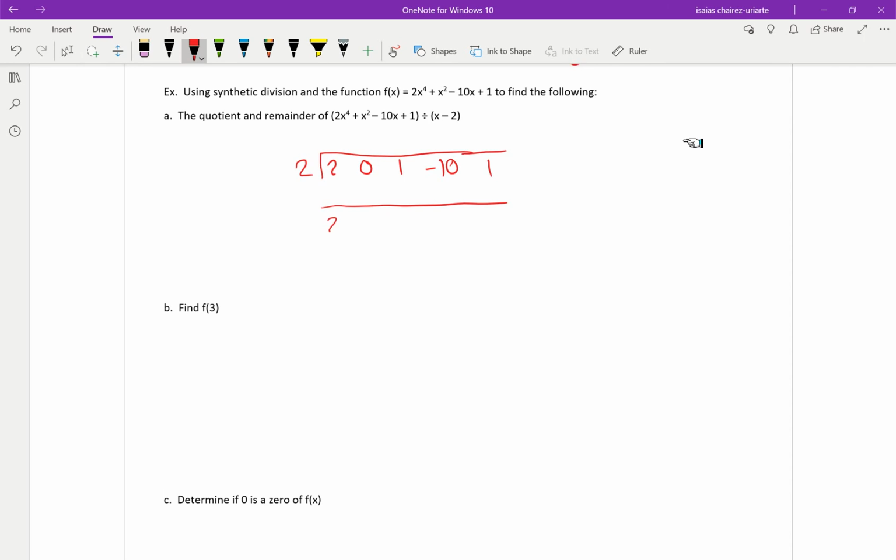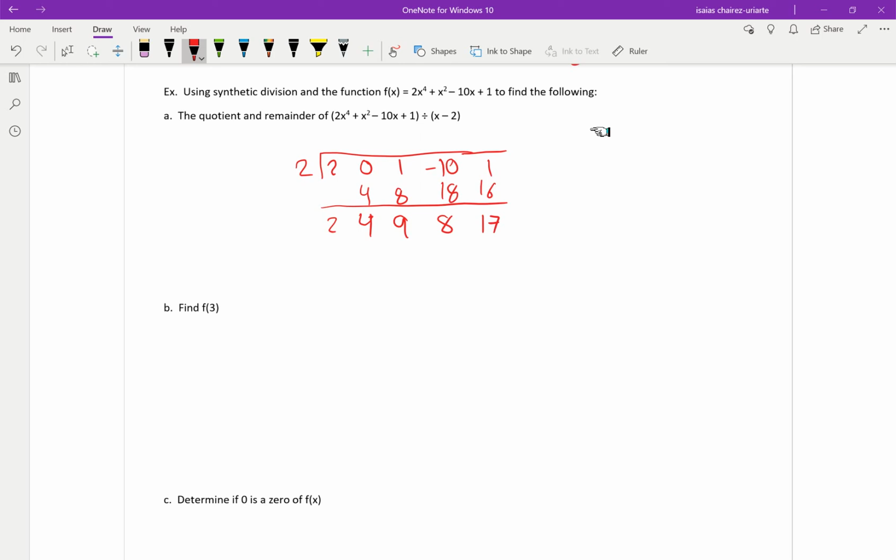So this 2 comes down, that becomes 4. So that's just 4. And then this is 8. 1 plus 8 is 9. That would be 18. Negative 10 plus 18 is 8. This would be 16. So that's 17.